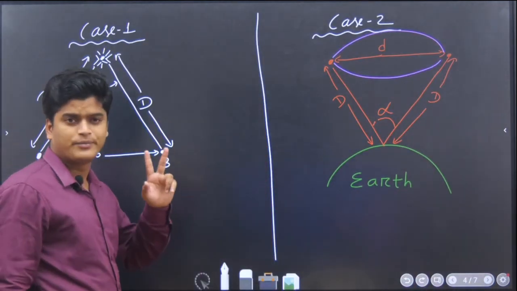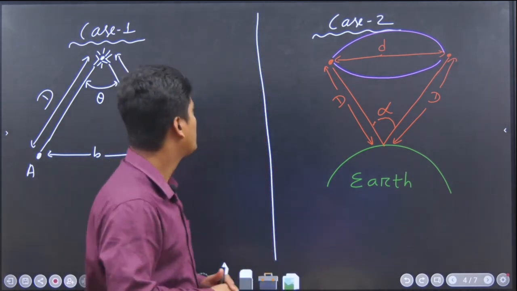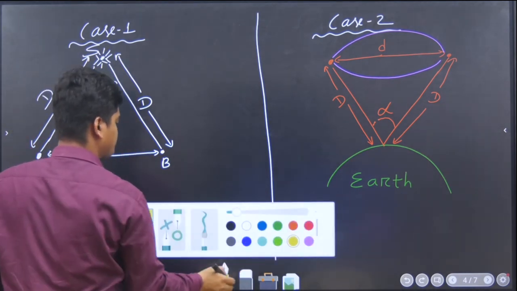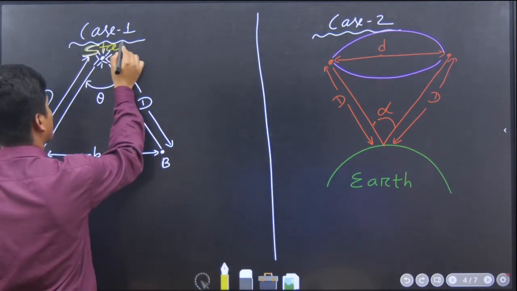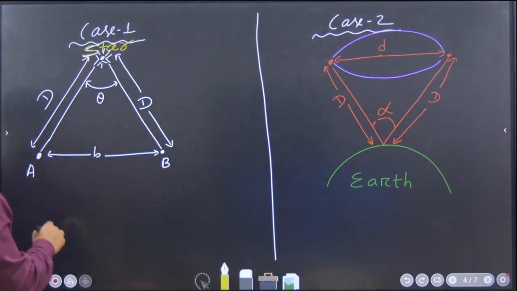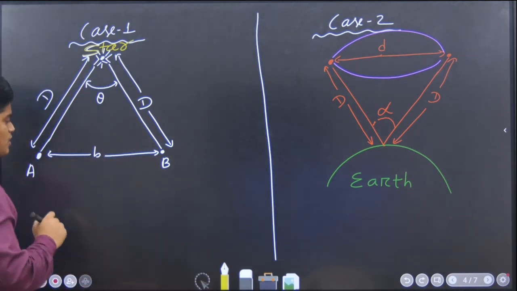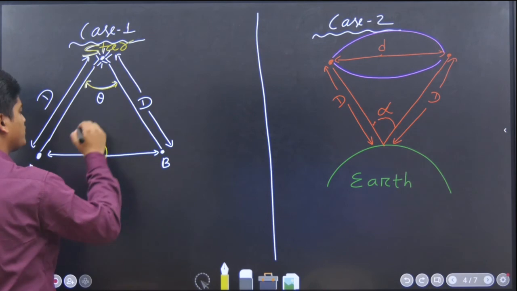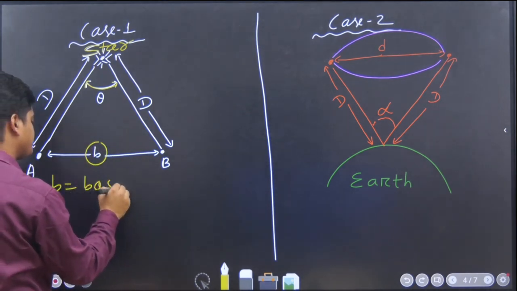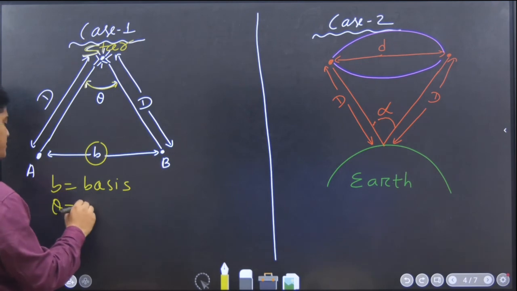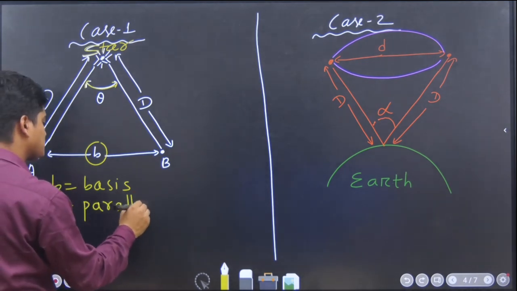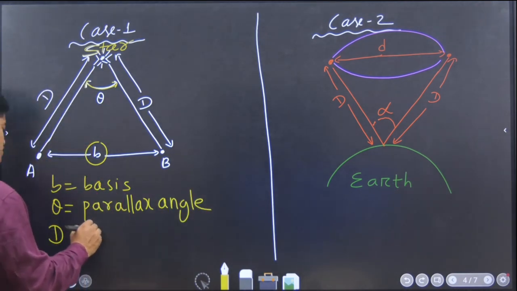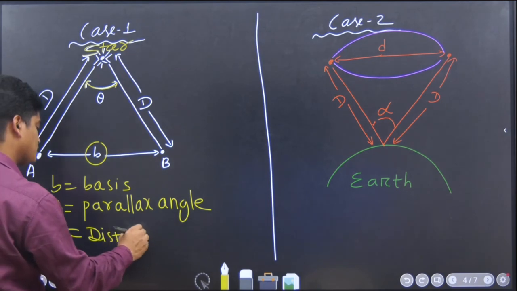Here I have 2 different cases, case 1 and case 2. In case 1, this is your star, and here are the 2 points of observation. This distance is called the basis B, and here an angle theta is there. This theta is called the parallax angle, and this D is nothing but the distance of the star.